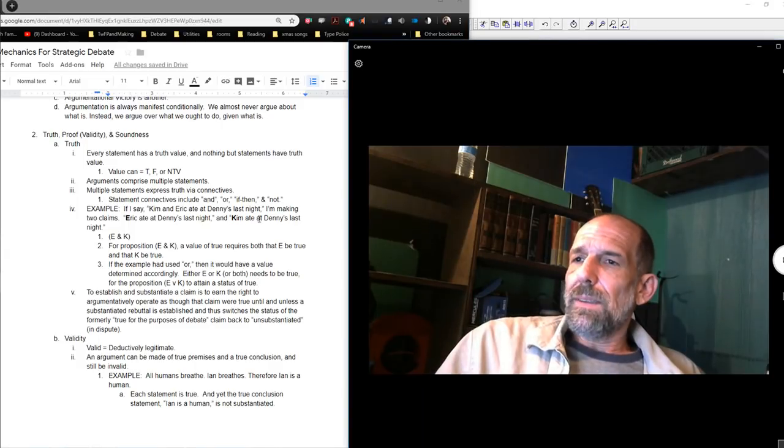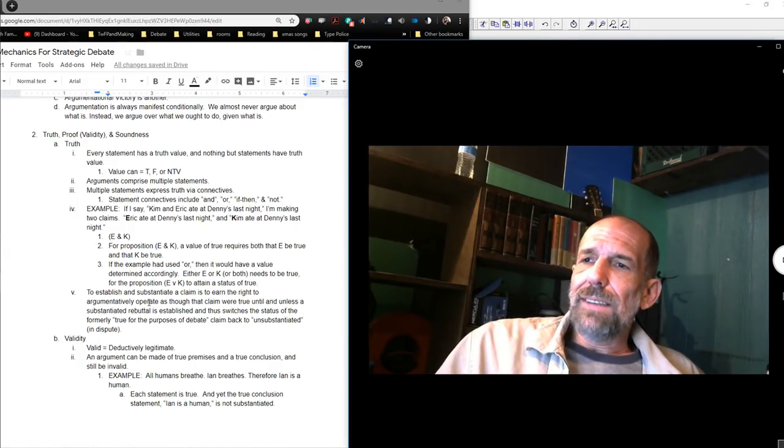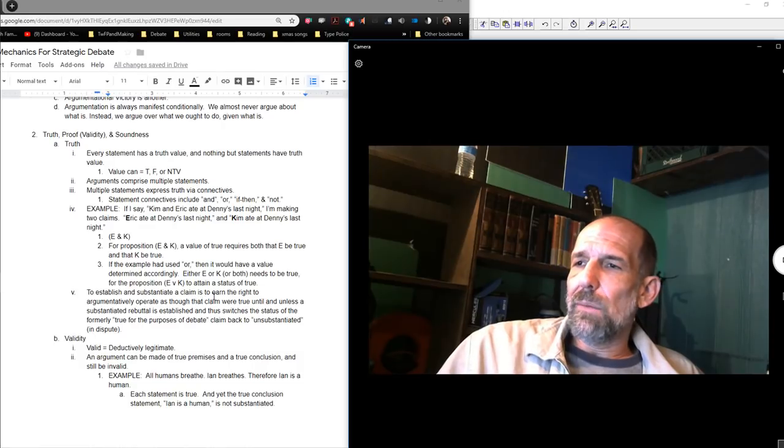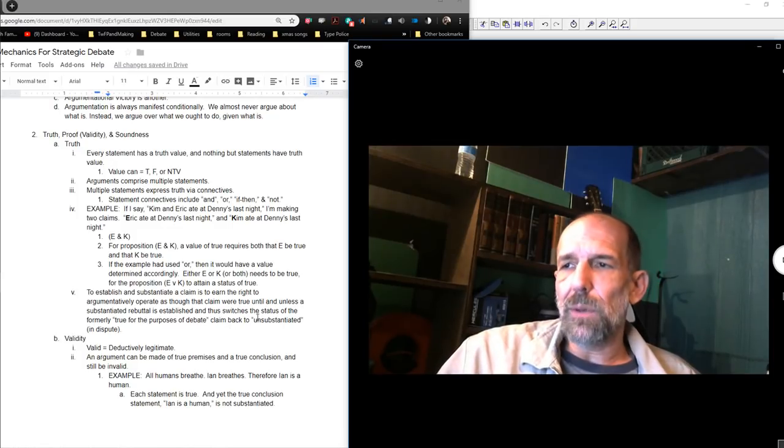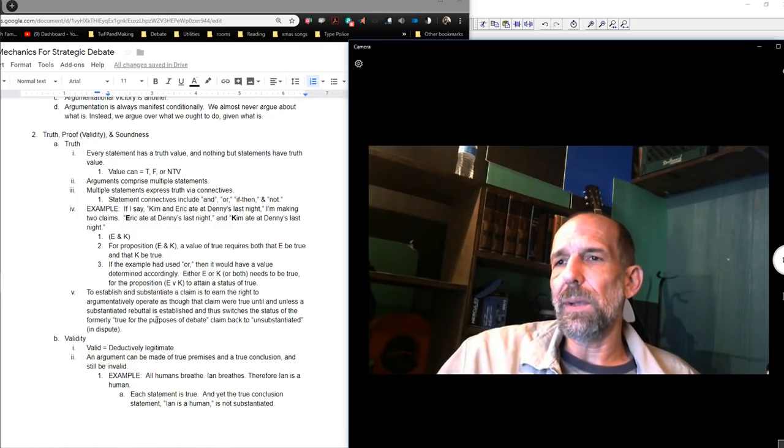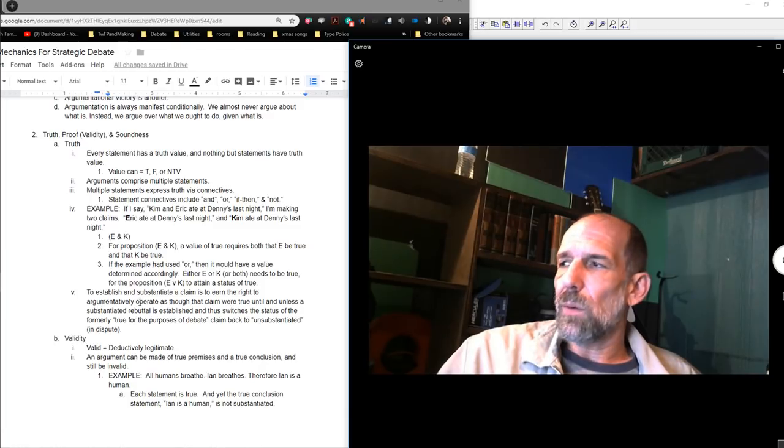To establish and substantiate a claim is to earn the right to argumentatively operate as though that claim were true until and unless a substantiated rebuttal is established and thus switches the status of the formerly true for the purposes of debate claim back to unsubstantiated or in dispute. So there's a back and forth quality to it and a flow.